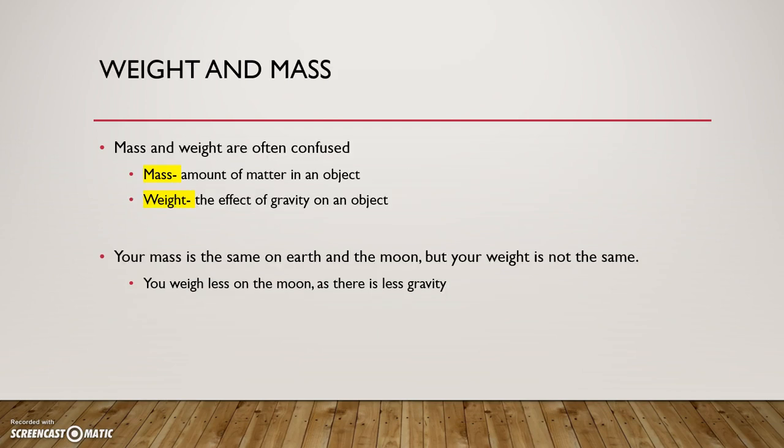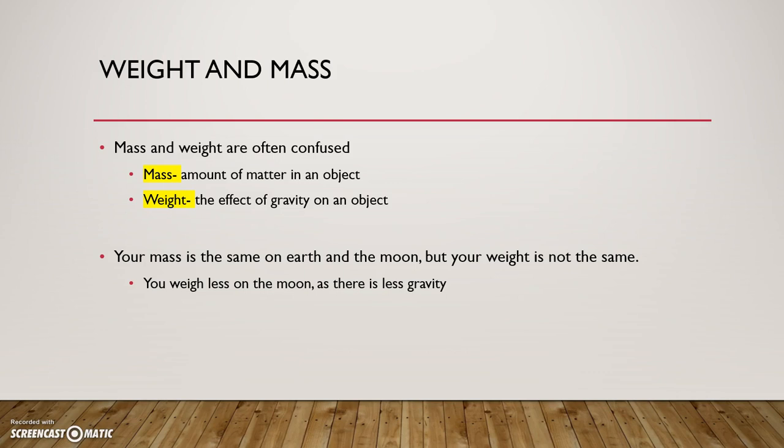The last thing I want to make sure that we understand is the difference between weight and mass. We're going to work on this either tomorrow or Wednesday in the lab, and they're often confused. So I want to remind you that mass is the amount of matter in an object, and weight is the effect of gravity on an object. Mass is not its weight.